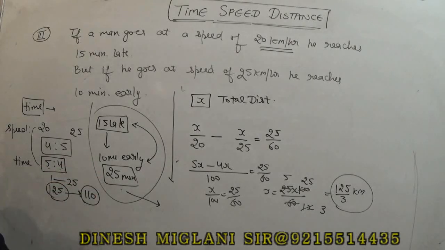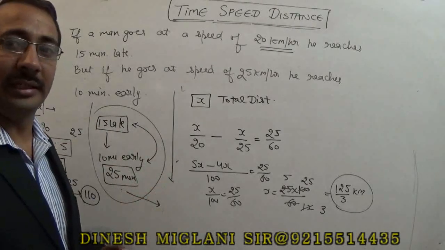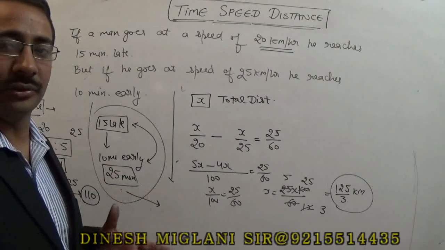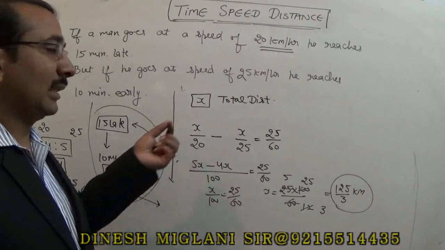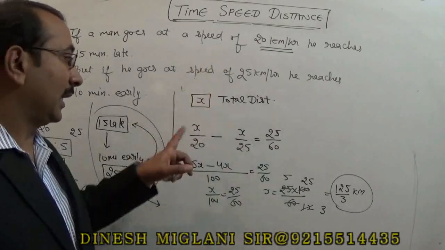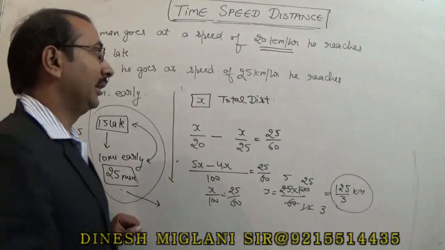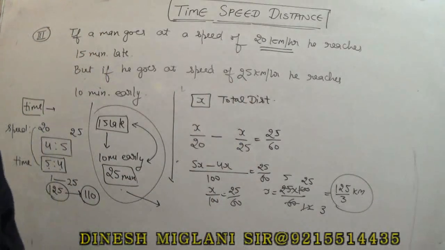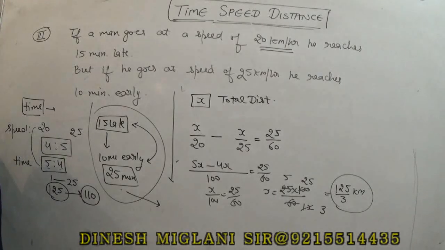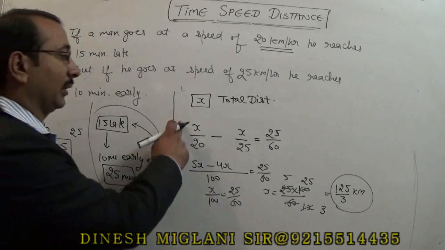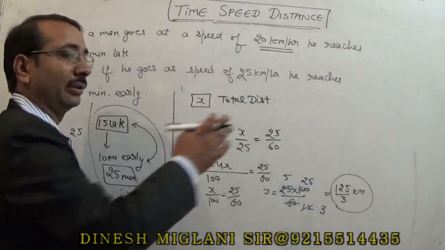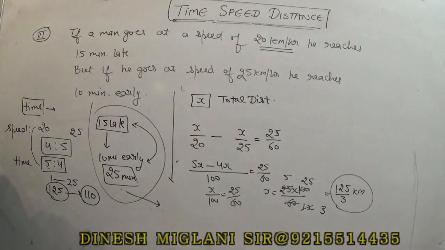You don't need to think anything. What you have to simply do is take the distance as x. First speed is 20, so x by 20. Second case speed is 25, so x by 25. In the first case I am late by 15 minutes, second case early by 10 minutes. It means the difference in their timing is 25. So I can say x upon 20 minus x upon 25 is equal to 25 upon 60. Just solve it and your answer is there. 125 upon 3 kilometers. That becomes your answer.